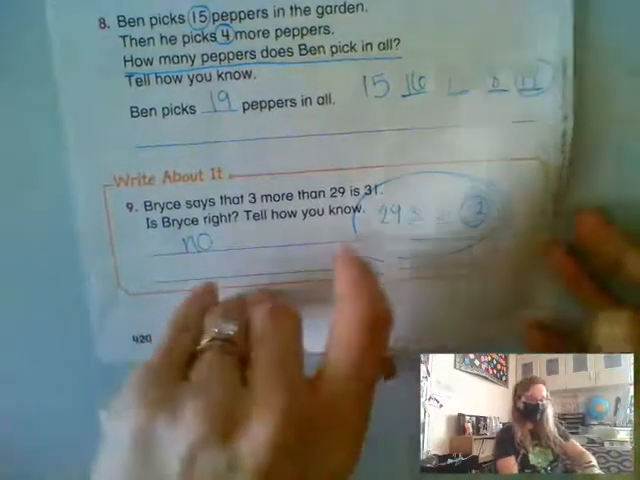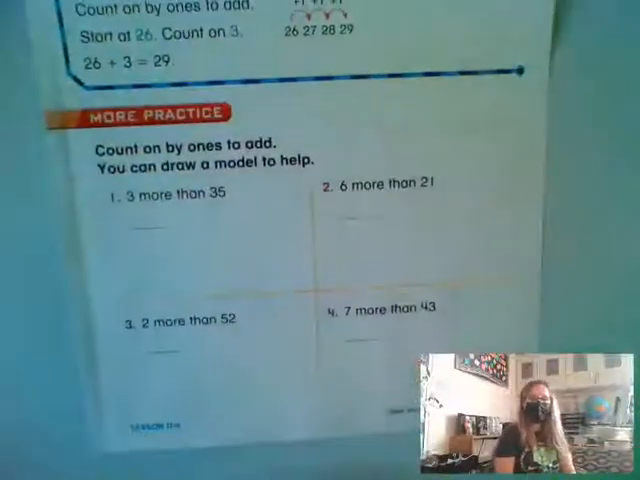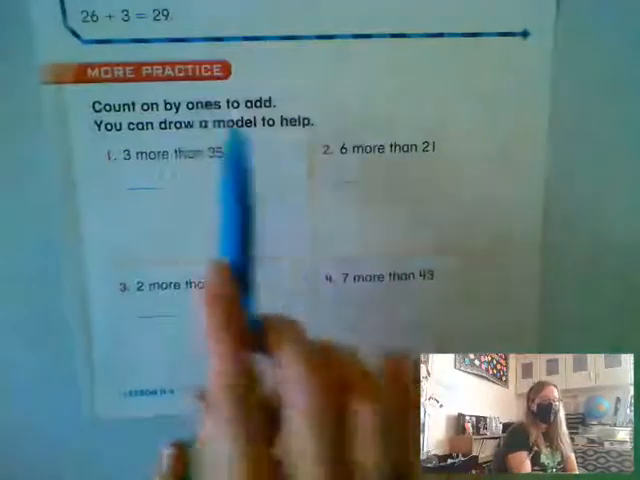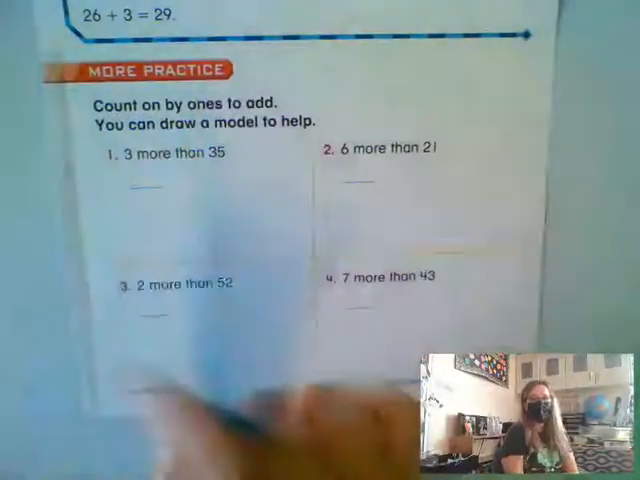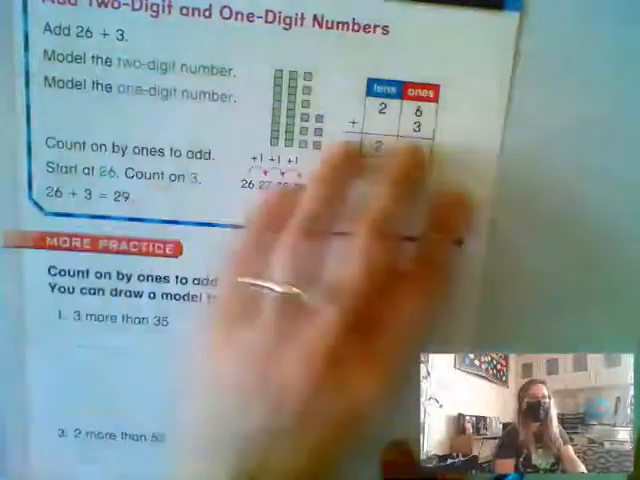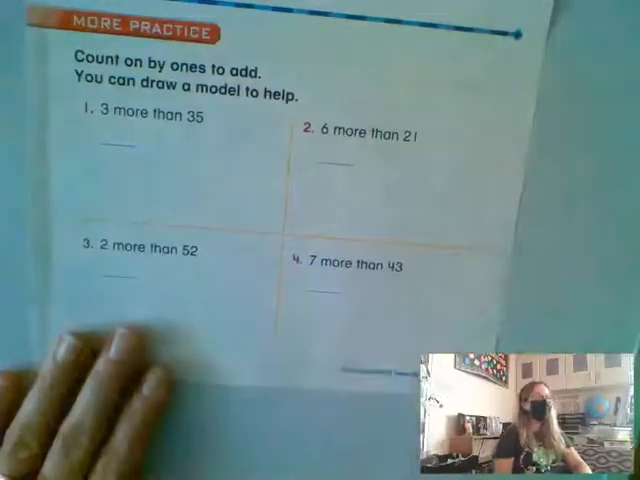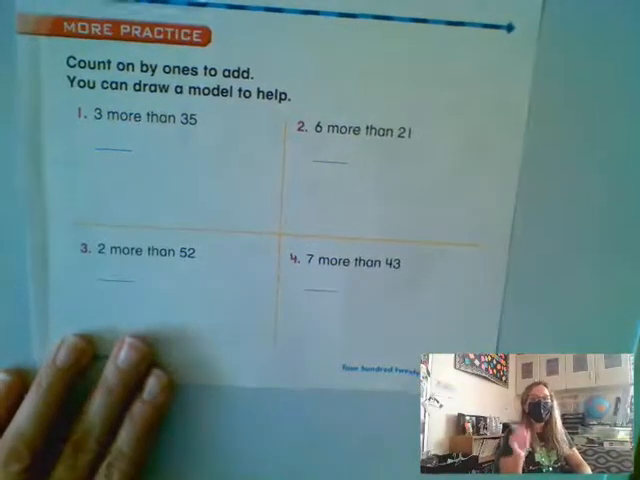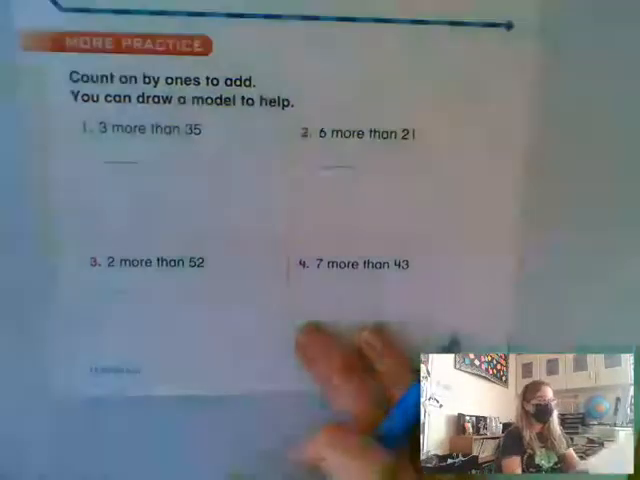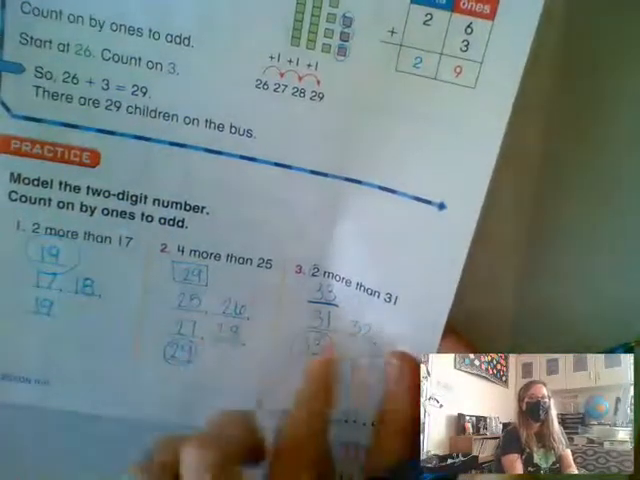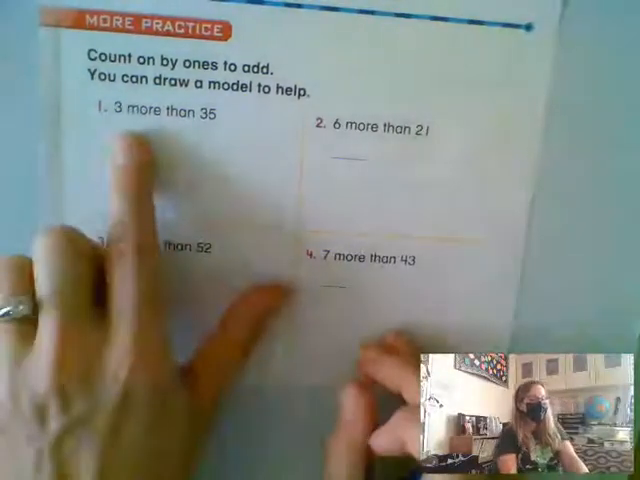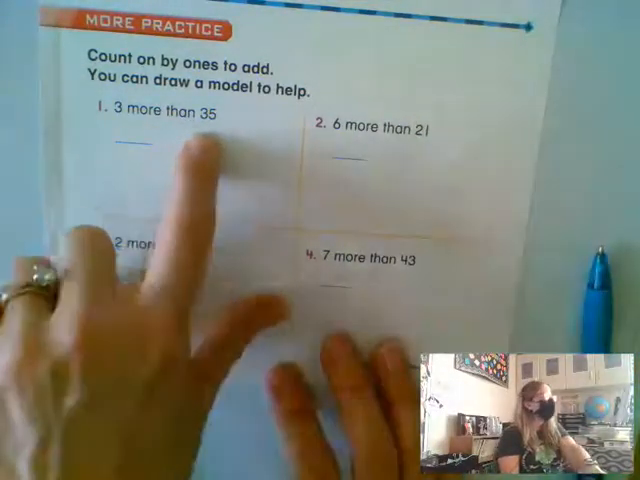Okay? Let's go now to page 421, where we have the more practice area. So we're going to skip this top part because that's just a review, and we're going to go right here. Now, instead of writing out number by number like we did here, remember I said eventually we'd be doing it in our heads or with our fingers? So it says 3 more than 35.